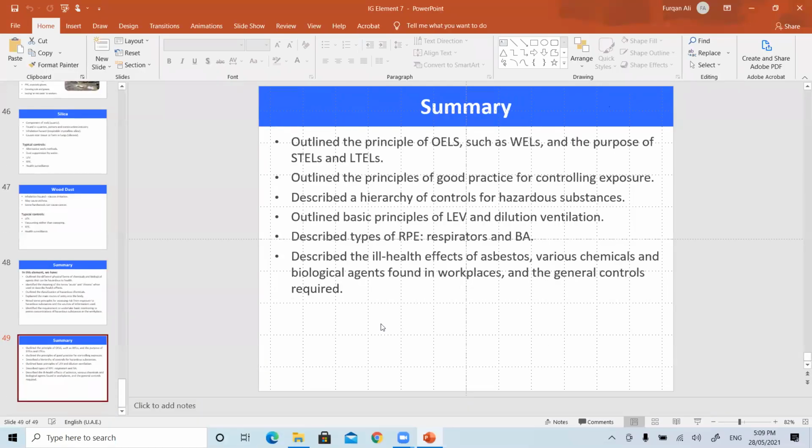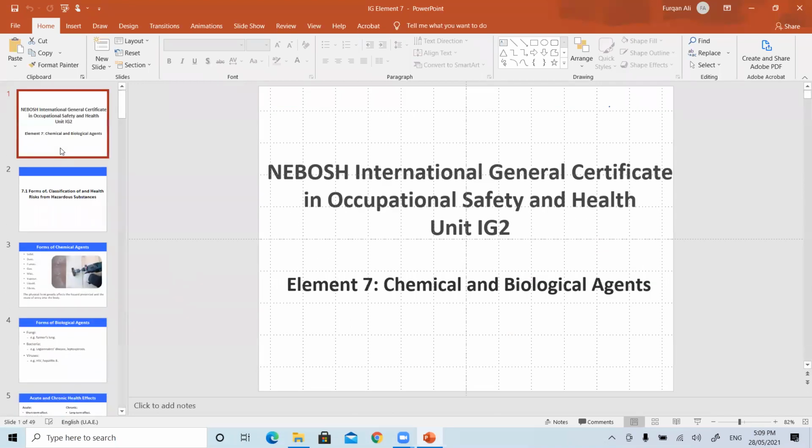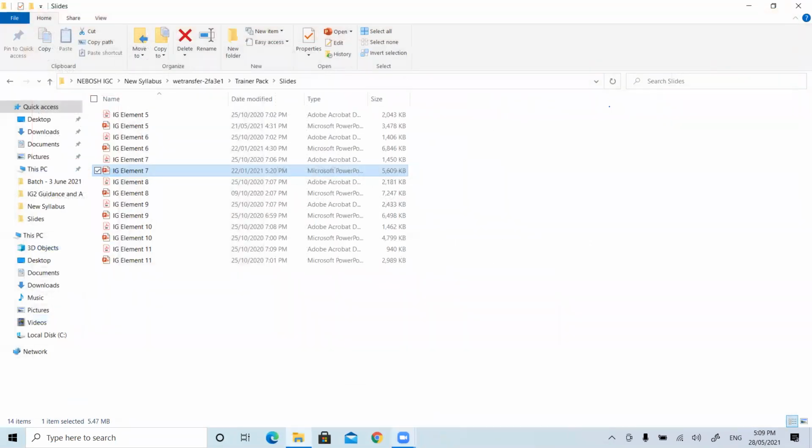Okay, guys, so that's the end of element number 7. I think we have covered enough for today. Elements 6 and 7 are completed. The remaining elements we will cover next week. What you must remember is that you need to know the hazards and controls, so that they will help you in carrying out the risk assessment.